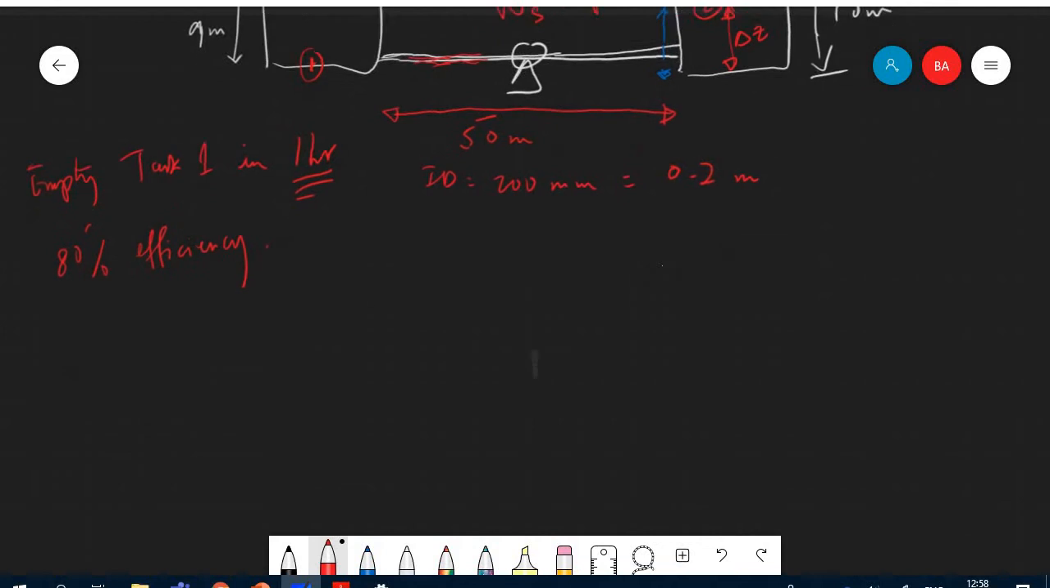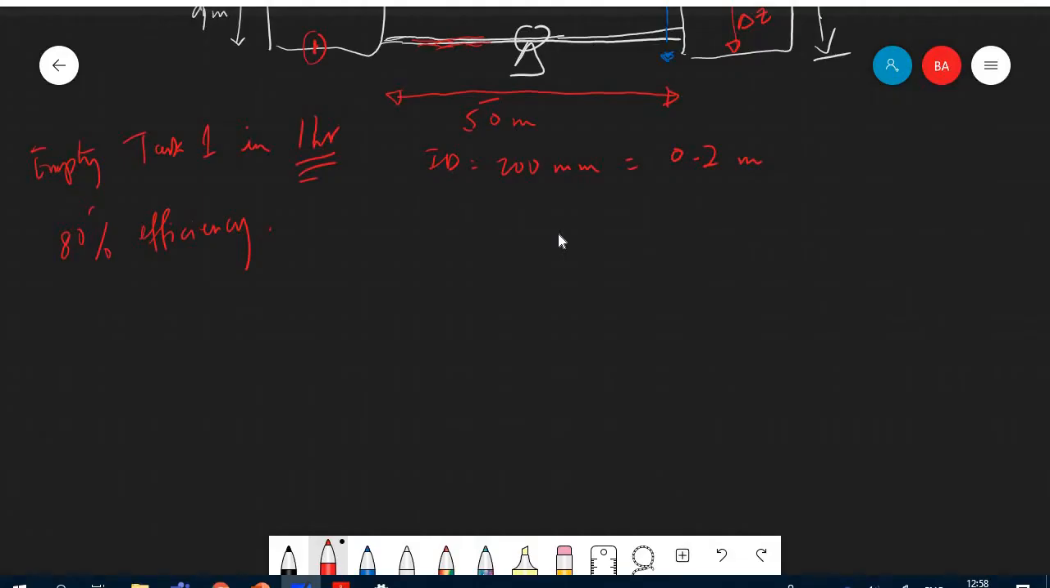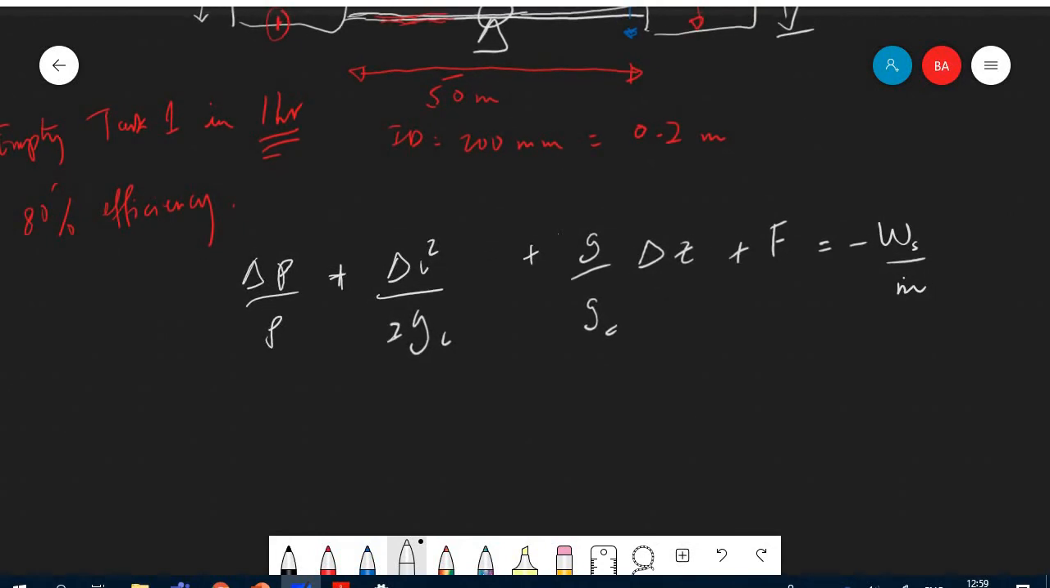Okay, so what do we have? We are going to apply a mechanical energy balance, because what do we want to know? We want to know the WS. So our mechanical energy balance is delta P over rho, plus delta U square over 2GC, plus G over GC times delta Z, plus F, is equal to minus WS over M, the mass flow rate, right?